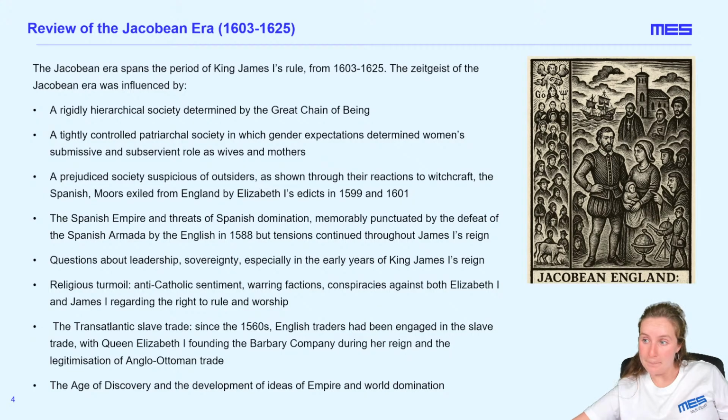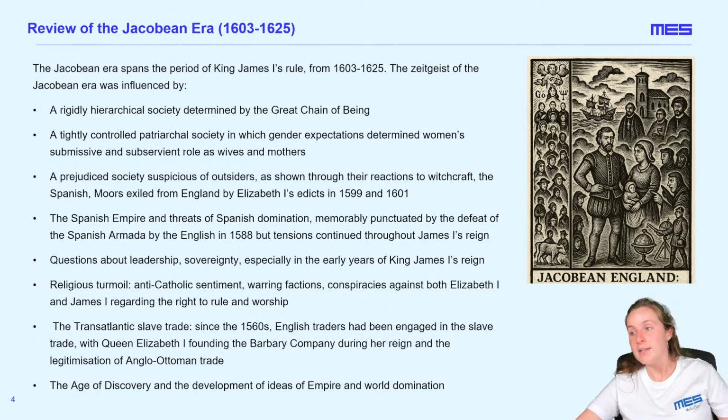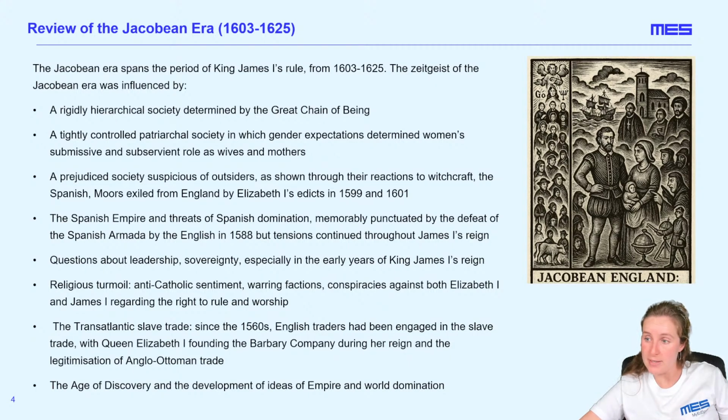This expulsion of the Moors from Spain in 1609 came after a long history of tension between the Catholic contingent of Spain and the Moors, who were Muslim and often black. This was during the 11th to 15th centuries.